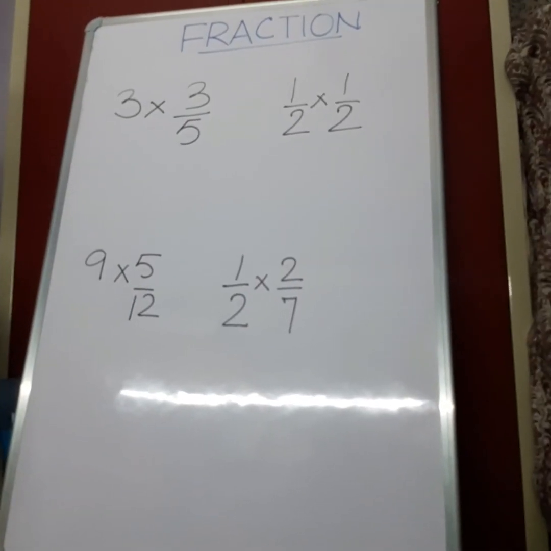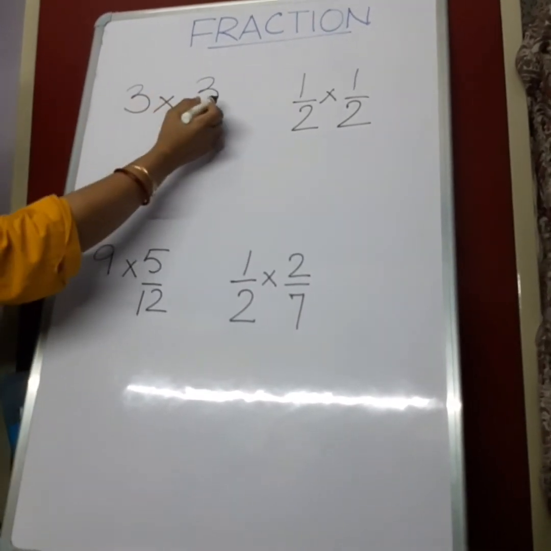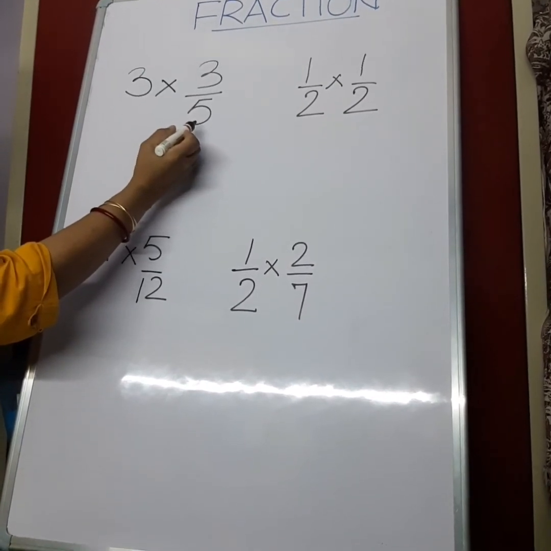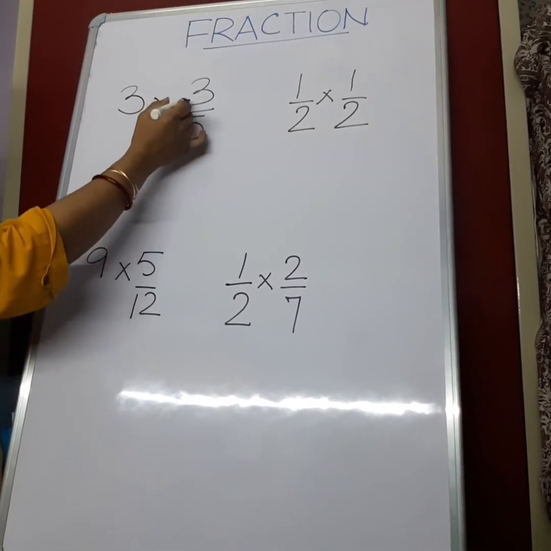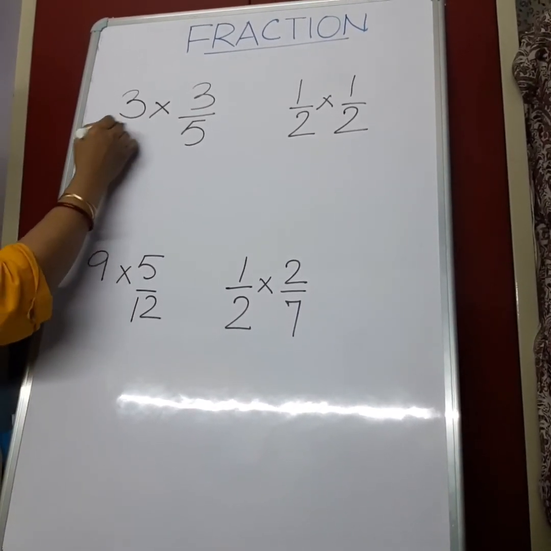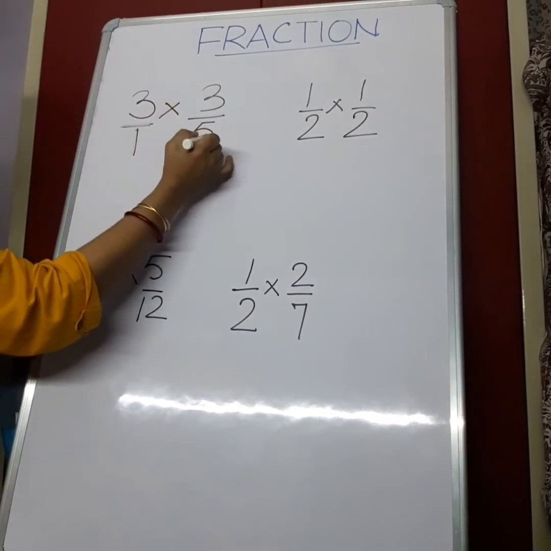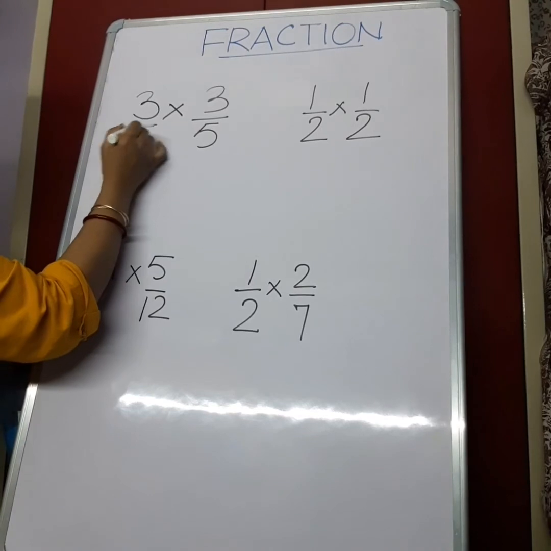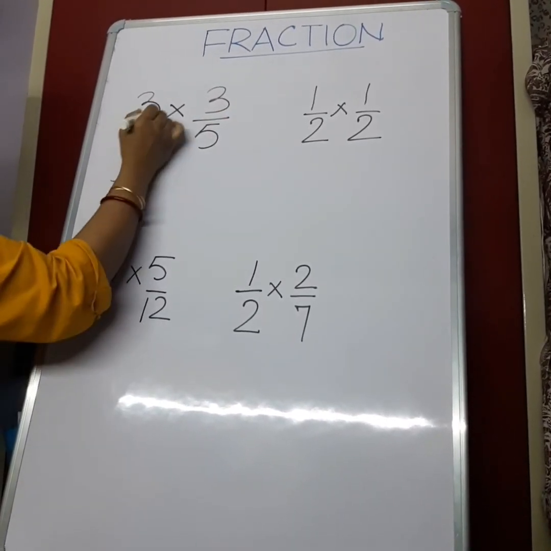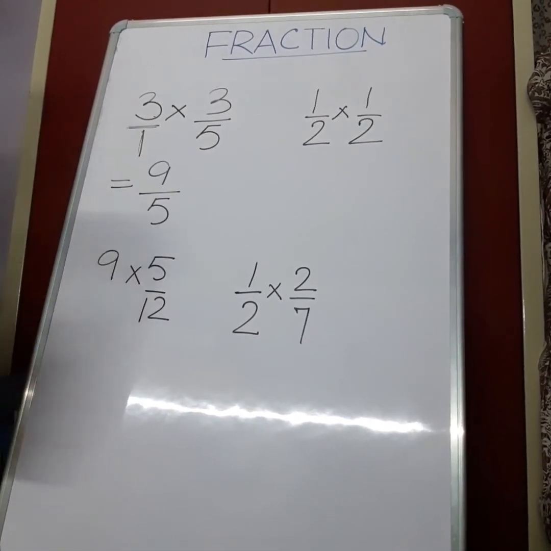Now we will be dealing with multiplication. Children, whenever we are multiplying, we multiply numerator with numerator and denominator with denominator. And if we have common factors between a numerator and a denominator, we cancel it. Here we are multiplying 3 by 3 by 5. So we are putting 1 over here to make it a fraction, and the answer will be 3 3s are 9 and 1 5s are 5.